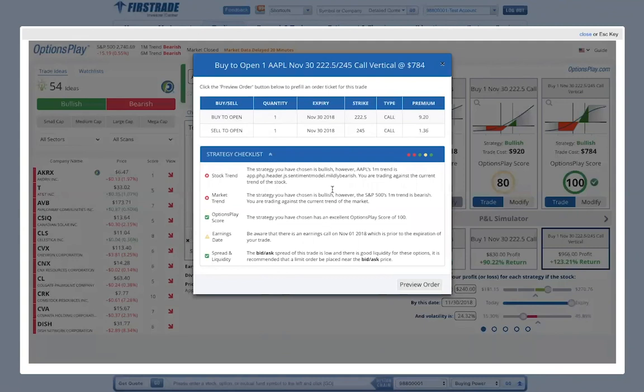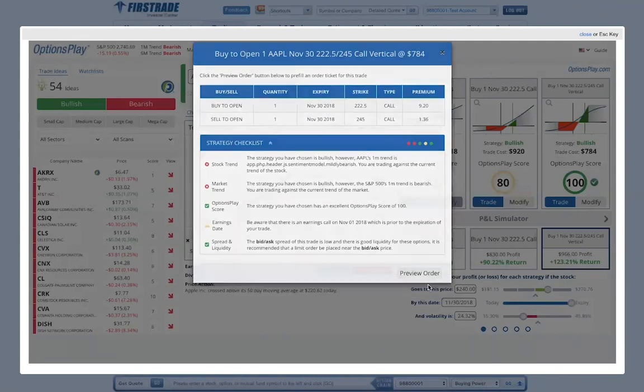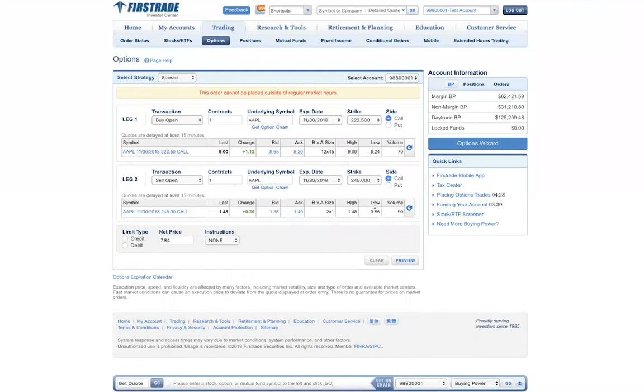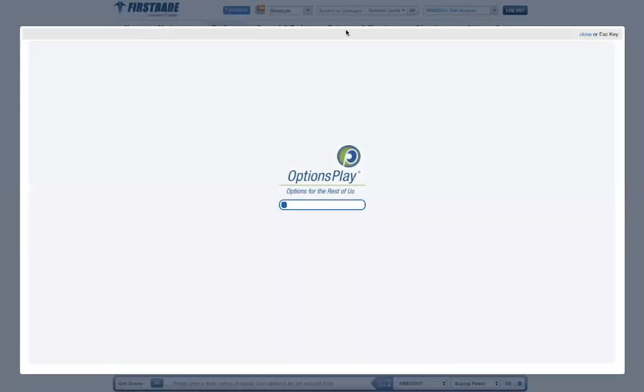And if everything checks out and you're ready to place that trade and you're okay with all the risks, all you have to do is hit the preview order button, and this will actually pre-fill the ticket for you. So everything from buy to open, number of contracts, symbol, expiration date, strike price, call or put is all pre-filled for you, including a net price, so that you can send this off for execution instantly. This is designed so that you don't have to potentially make any mistakes filling out any order option entry screens. This does all that work for you.